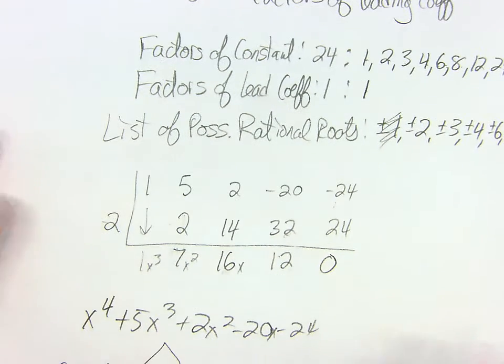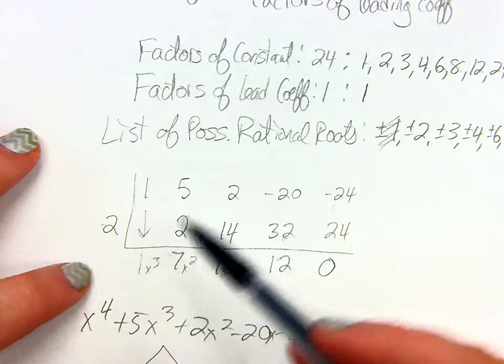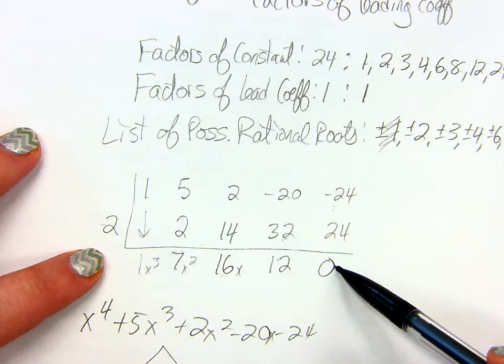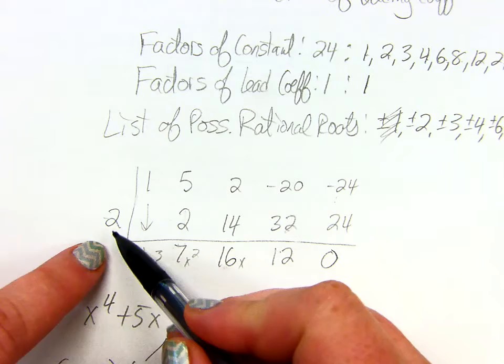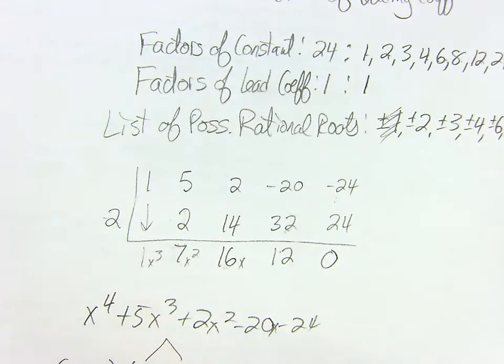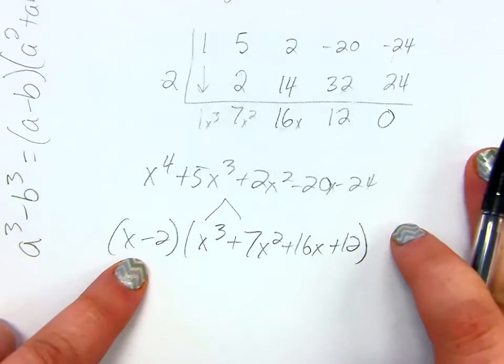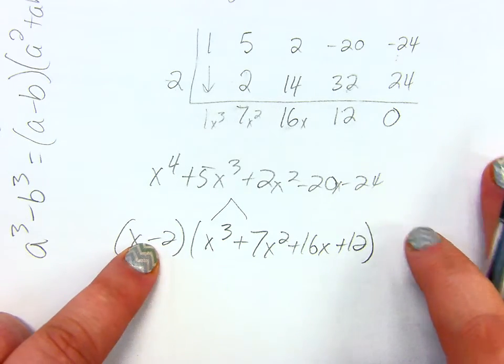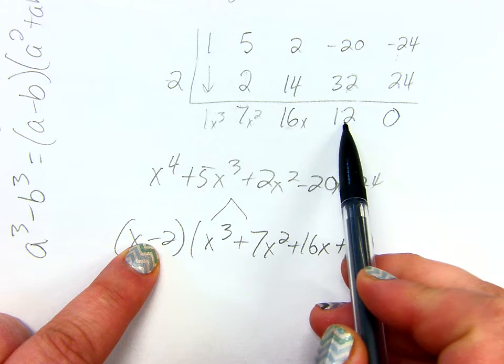So, we did. We plugged in 1 and -1. They didn't work. Then we plugged in 2, and it worked. Okay? I plugged in 2. I got 0 as a remainder. So, remember what that means, ladies and gentlemen. That means that x minus 2 divides evenly into the original polynomial. So, in other words, if it divides evenly into it, it's a factor. And then remember, all these numbers are the coefficients of what's left.